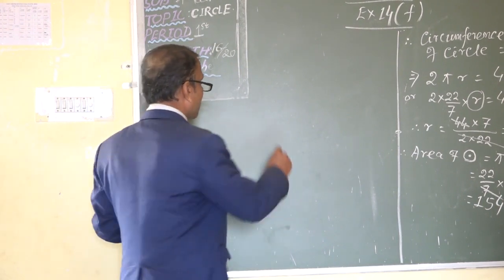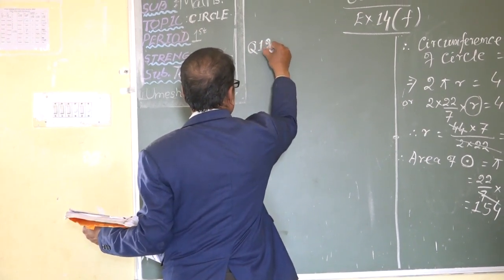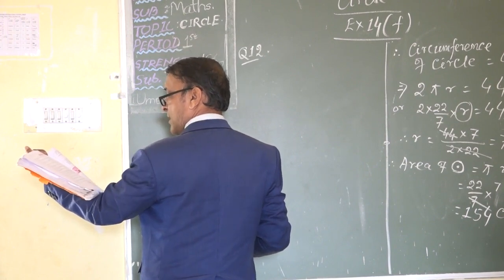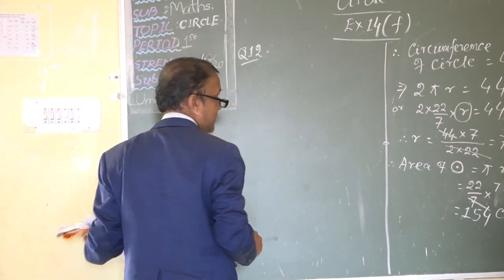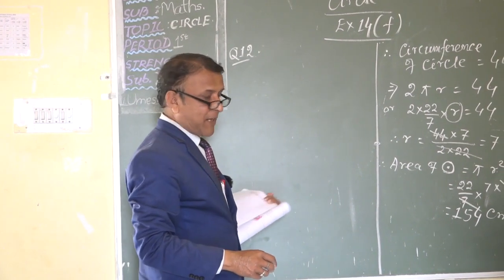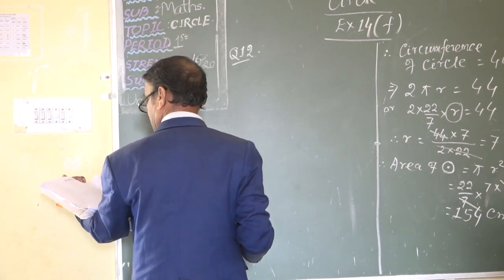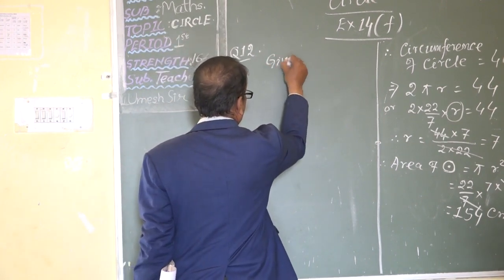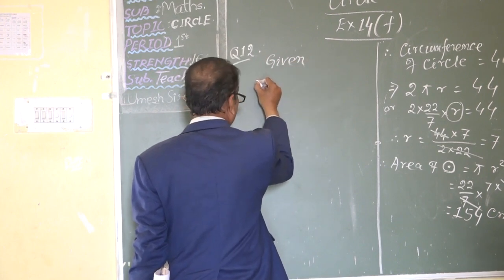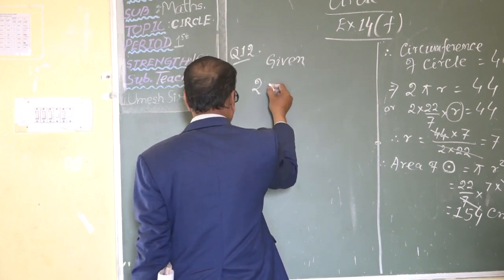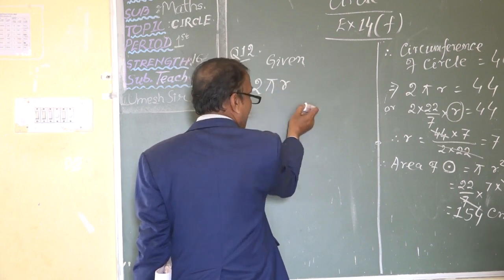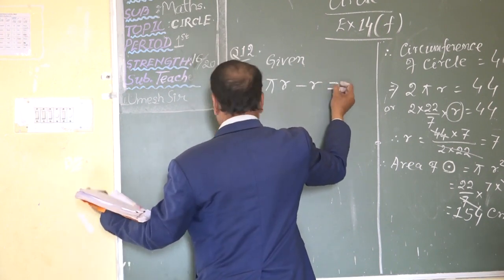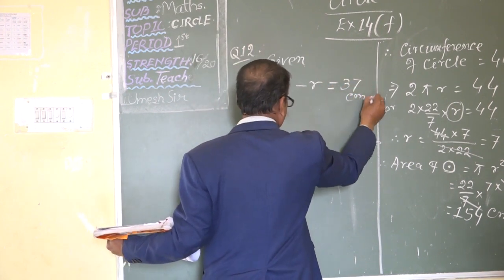Okay. Now I am doing question number 12. The difference between circumference and radius of a circle is 37 centimeter. So, given the difference, what is the circumference of a circle? 2 pi r, minus r, the radius. It is equal to how much is given? 37 centimeter.